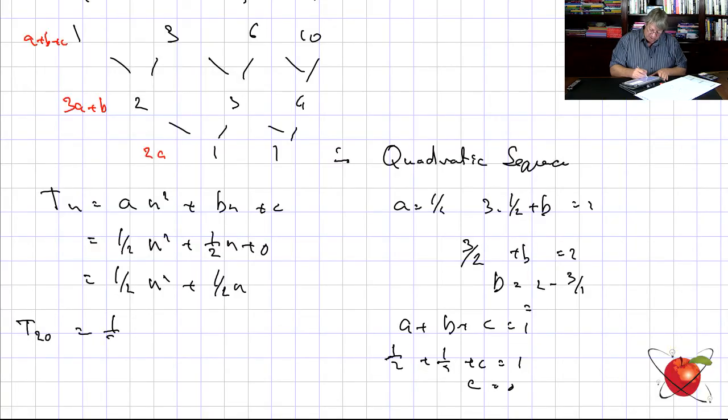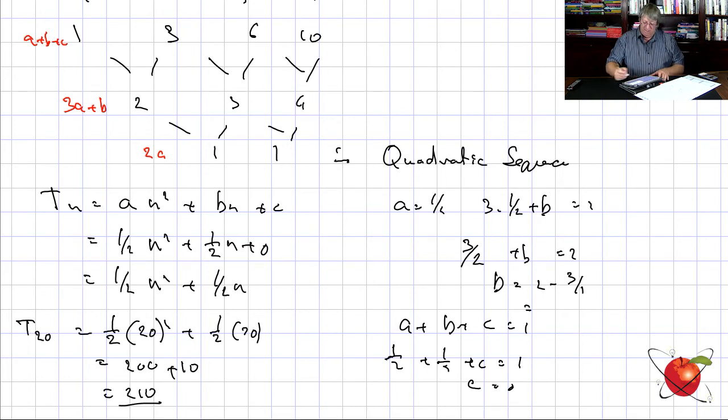So now, if there are 20 people, T20 is going to be a half times 20 squared plus a half times 20. 20 squared is 400. That's 200. And that's going to be 10. Is going to be 210. Goodness gracious. That is only 20 people at a function. That's 210 handshakes. That's kind of ridiculous in actual fact.